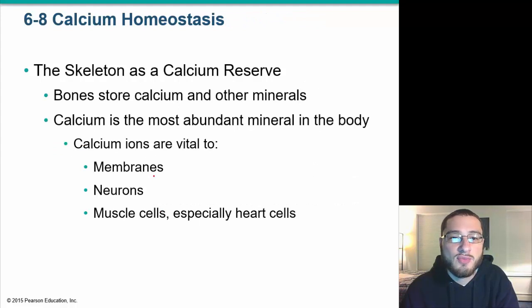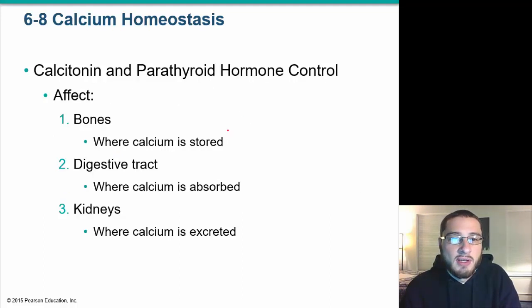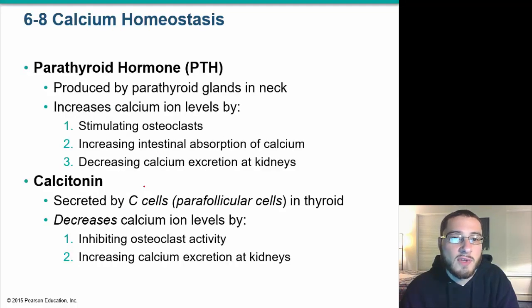Skeleton as a calcium reserve. Bones store calcium. Calcium ions in body fluids must be closely regulated by the body to maintain homeostasis. With the hormone control, these two hormones are going to affect where the calcium is stored, where calcium is absorbed, and where calcium is excreted. So that involves the skeletal system, digestive system, and the urinary system.